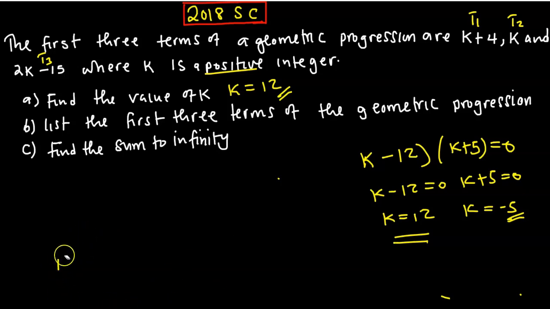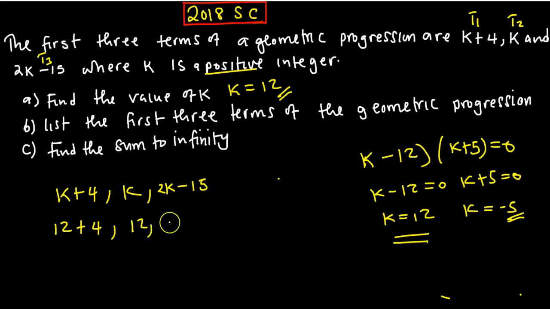Okay, so let us look at the second question. List 3 terms of the geometric progression. Now, look at this. There are 3 terms already, but we need the value of k. They are k plus 4, comma, k, then 2k minus 15. To list the first 3 terms of the geometric progression, we just replace k with the positive value. So 12 plus 4, comma, 12, comma, 2 times 12 minus 15.